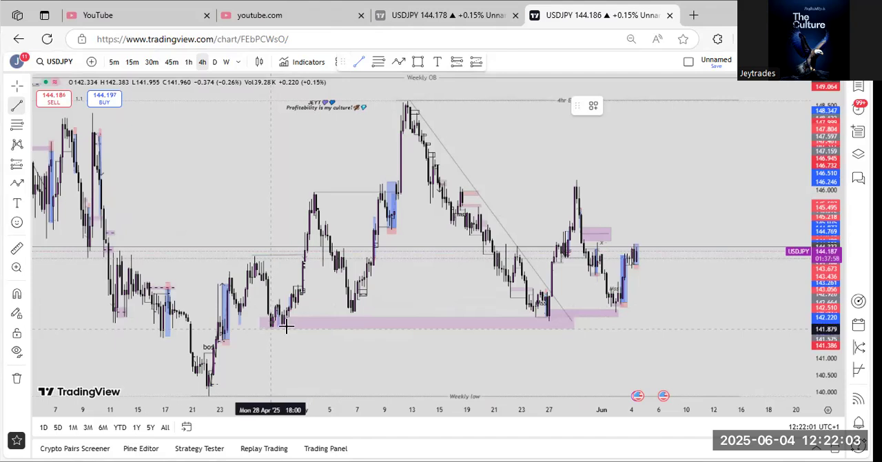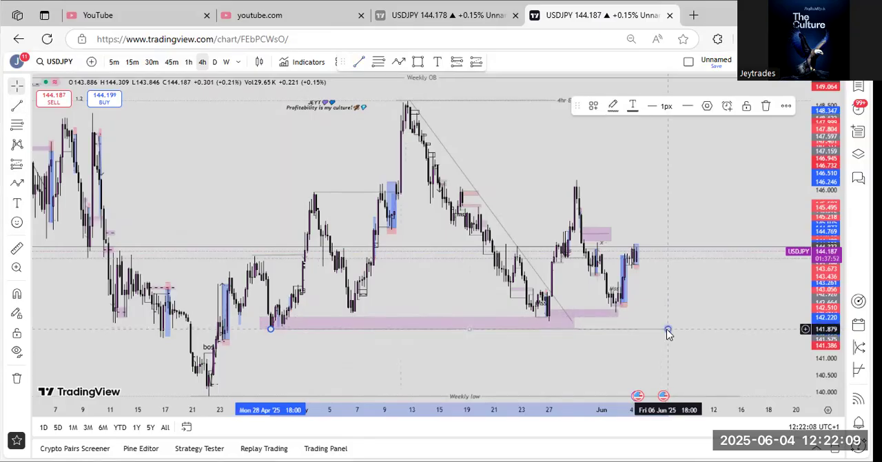It's very, very good for you to know the range you are trading. The range. You need to understand range very well.